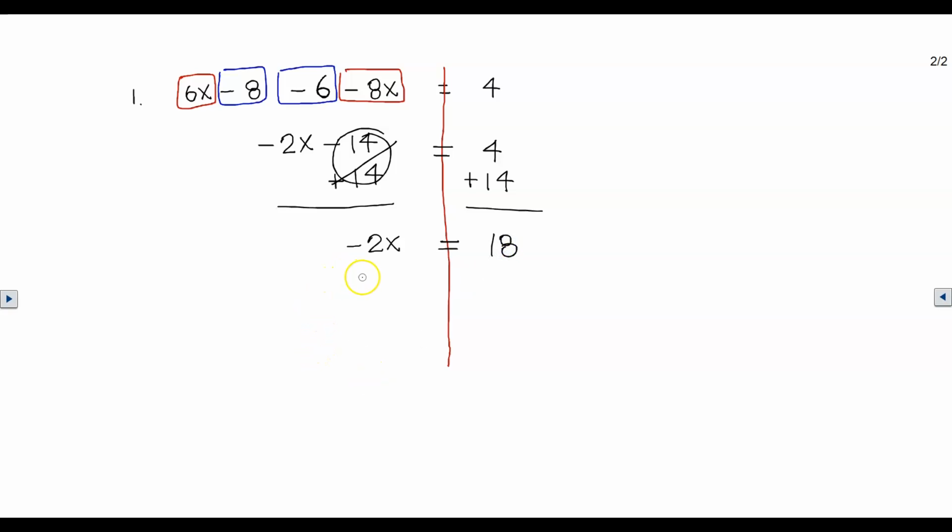All right, now I'm one step away. I need to undo multiplying or dividing. So I see on this side that x is being multiplied by negative 2. So I'm going to do the opposite and divide by negative 2. The negative 2's will cancel each other out, and we will have x by itself equal to 18 divided by negative 2, which is a negative 9. So for this problem, you were supposed to get x equal to a negative 9.